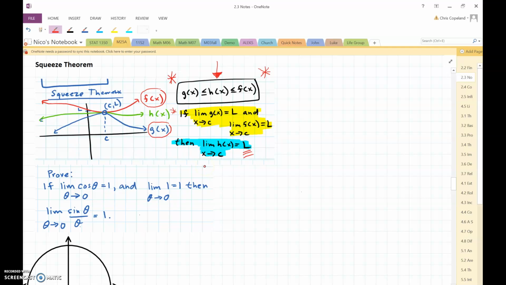We are going to use that theorem to prove this example here, which this is g of x, this is f of x, and this is h of x. Okay? So we're trying to prove when we take the limit of cosine of theta as theta goes to 0 equals 1, and the limit of 1 as theta goes to 0 equals 1, then the limit of sine over theta as theta goes to 0 also equals 1.